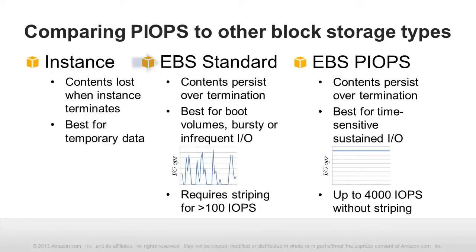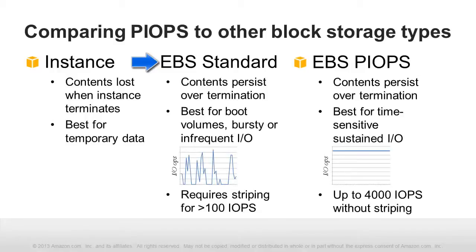You may also choose EBS standard volumes. EBS standard volumes retain their contents across instance termination, and they can be snapshotted to Amazon Simple Storage Service, Amazon S3, for increased durability. EBS standard volumes are best used when an application's input-output pattern is bursty or infrequent. They are also desirable for system boot volumes.